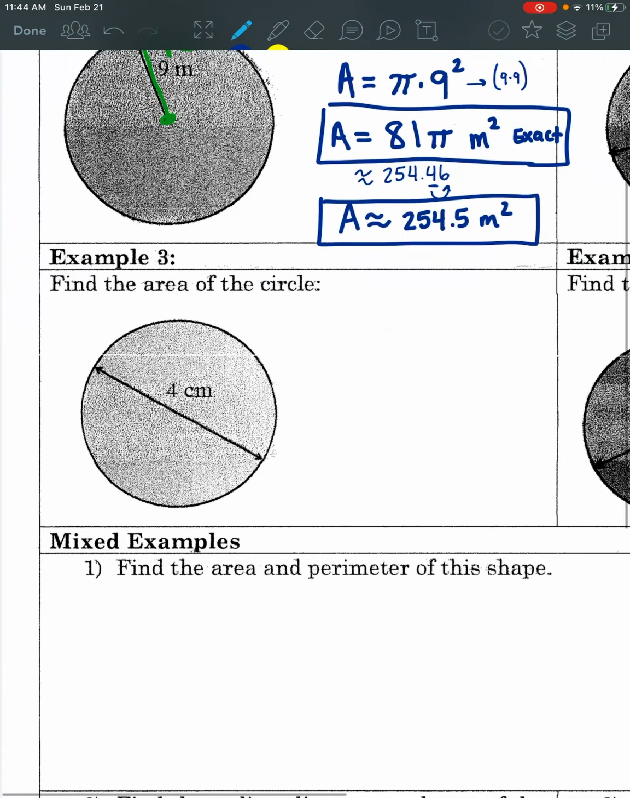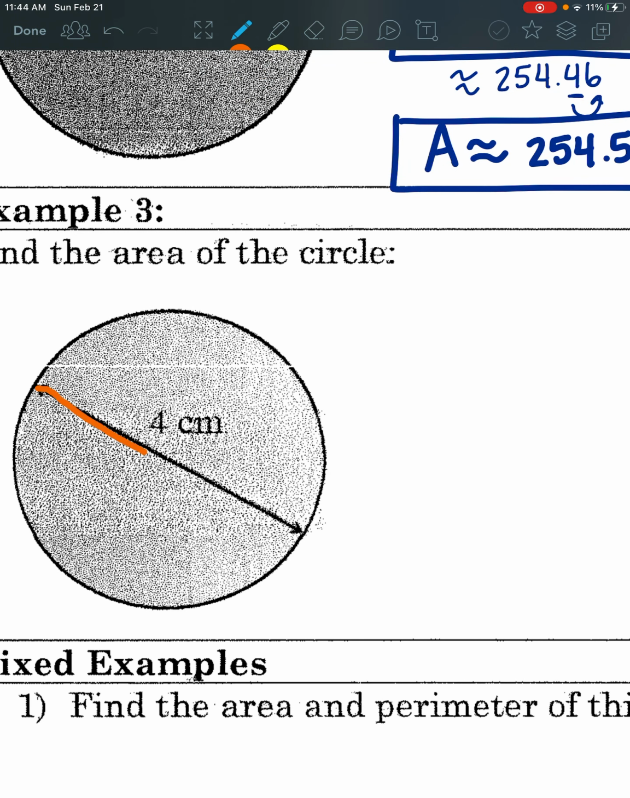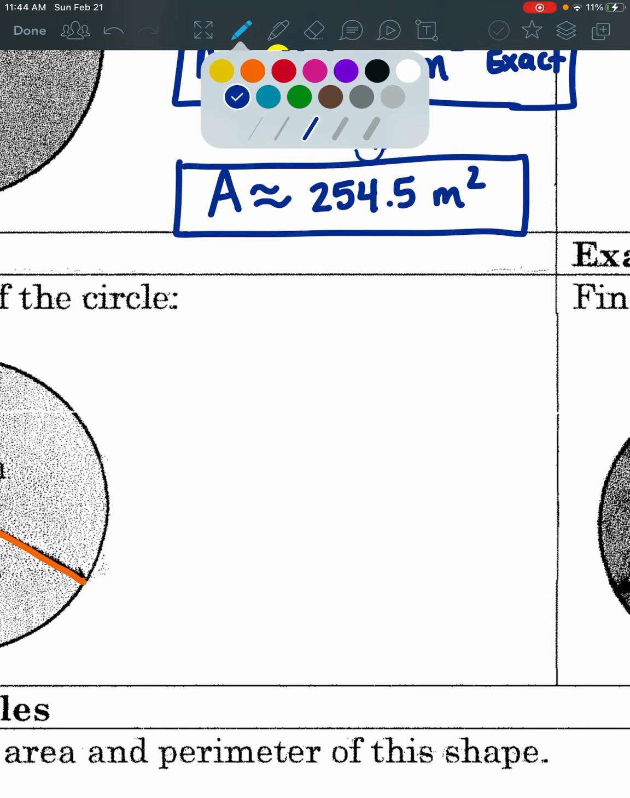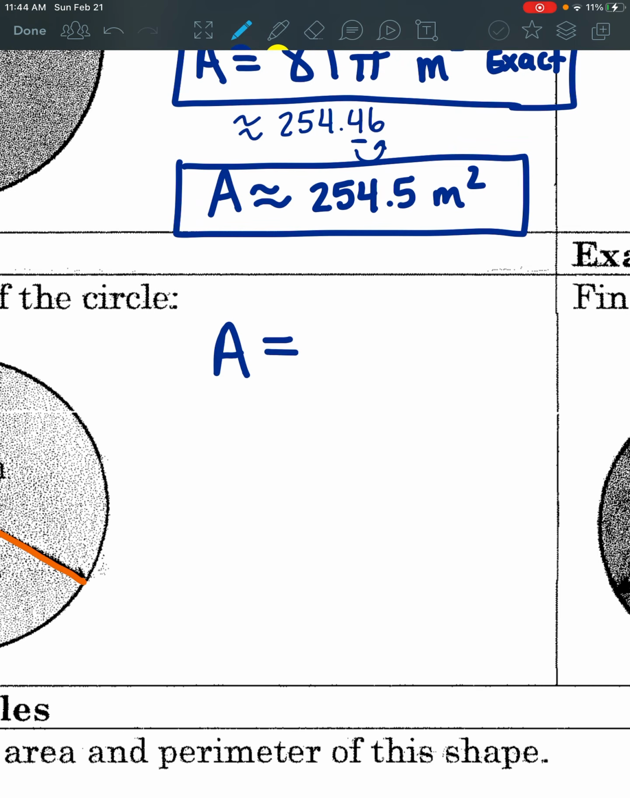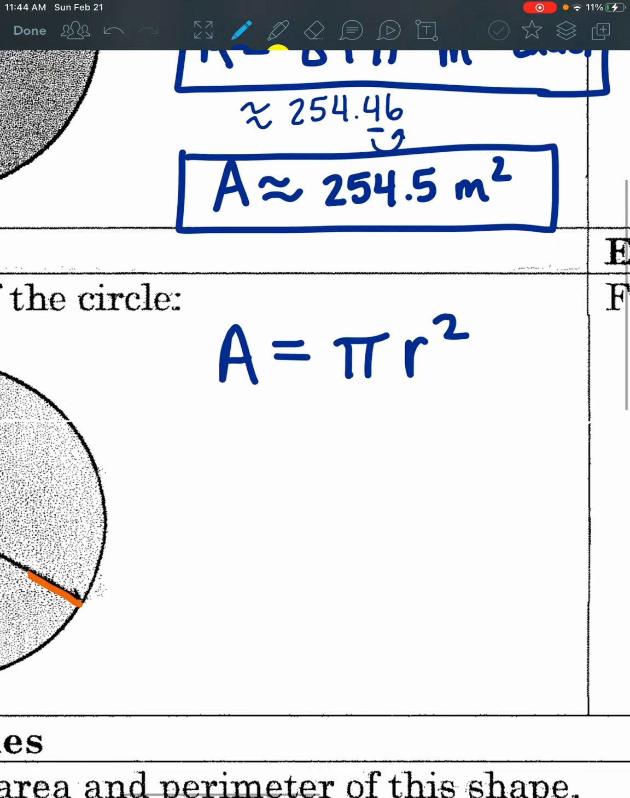All right, I'm going to jump down again to the one below it. So figure out, what are we given? In this scenario, we have the distance all the way across the circle. So we know that this is the diameter. Now, remember I said we cannot just plug the diameter 4 into this formula because it is pi r squared. We have to have the radius.